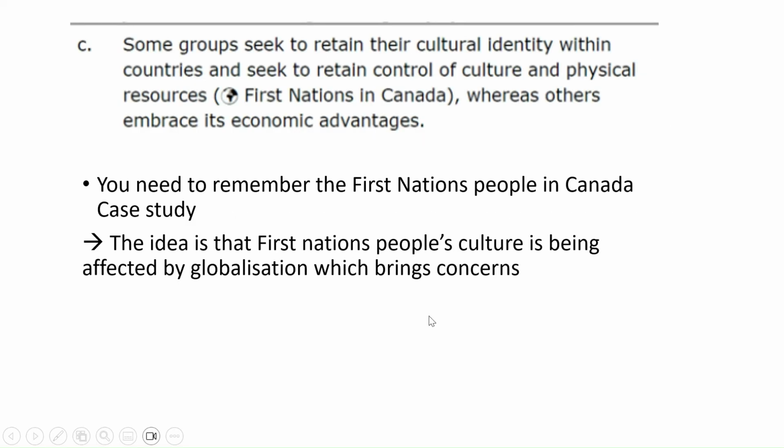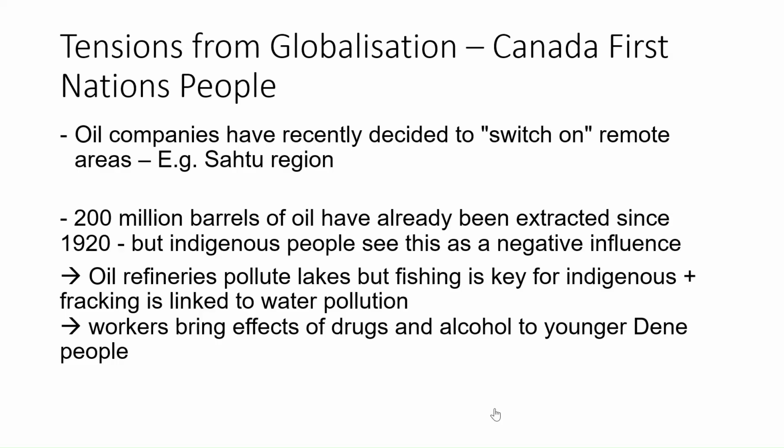So let's move on to 3.8. So 3.8c: some groups seek to retain their cultural identity within countries. The case study is First Nations people within Canada. It's the idea that First Nations people's culture is being affected by globalization, which brings concerns. So let's see, tensions on globalization and a case study on Canada's First Nations people.